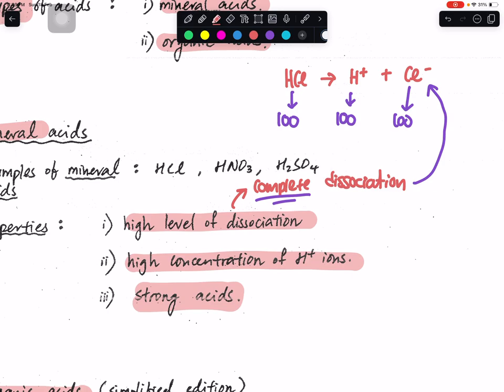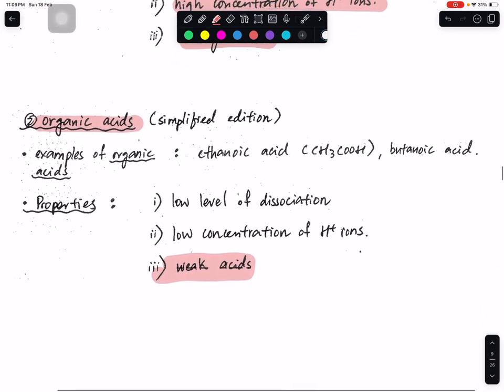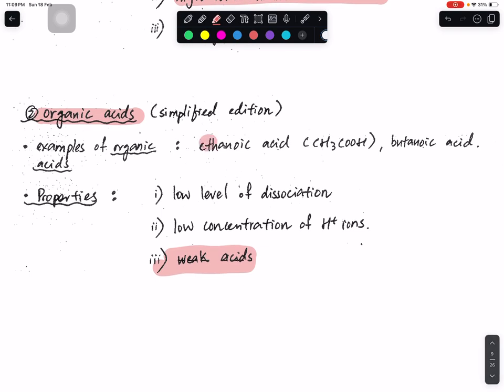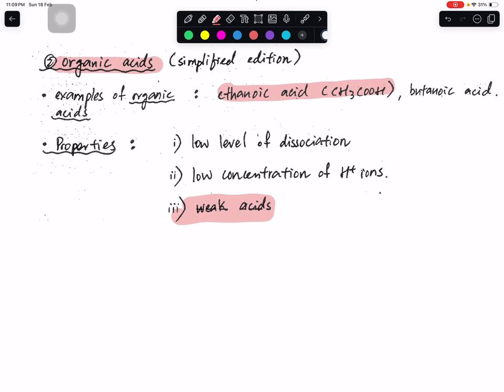Okay? So now let's take a look at your organic acid. Okay, so organic acid, right? The acids are going to look a little bit weird. So you have this thing called ethanoic acid. So let me explain a little bit. So these kind of weird acids that you have tend to be weak. Why? Because they have low level of dissociation, which means that they will only partially dissociate. So what do I mean by partially dissociate?